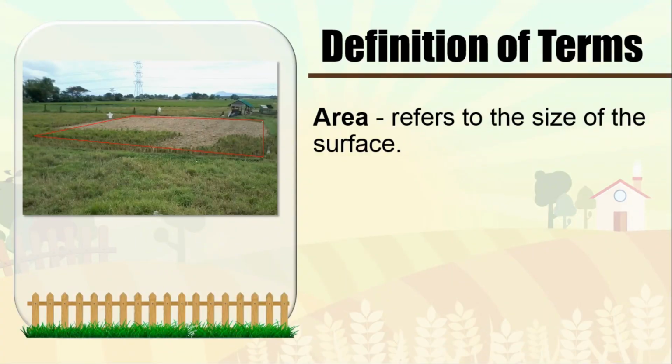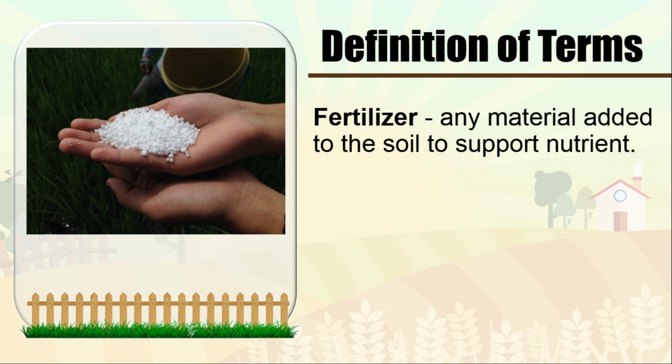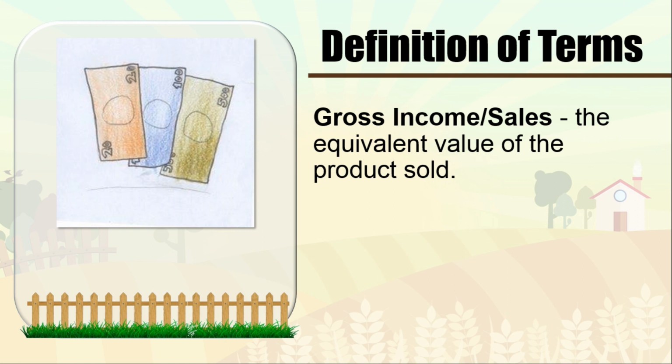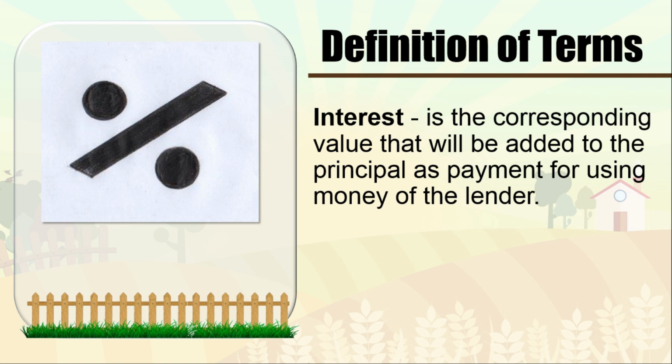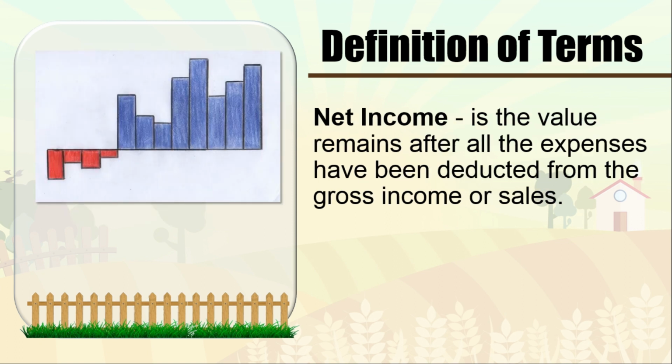Before we proceed, let's have this definition of terms. First, we have the area. It refers to the size of the surface. Fertilizer is any material added to the soil to support nutrient. Gross income or sales, the equivalent value of the product sold. The interest is the corresponding value that will be added to the principal as payment for using money of the lender. And net income is the value remains after all expenses have been deducted from the gross income or sales.